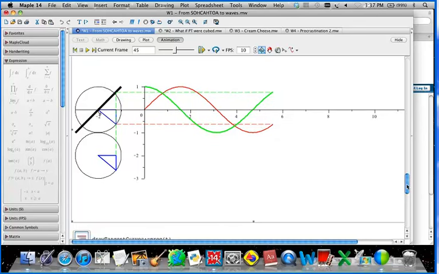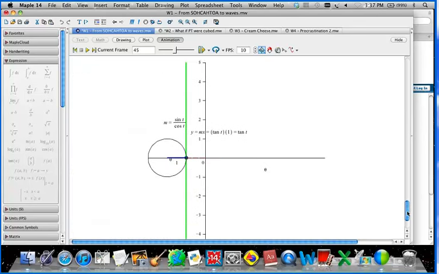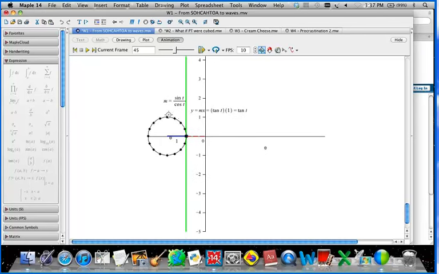Now, can we view the tangent in the same way? Let's see if we can draw the tangent graph with the unit circle.